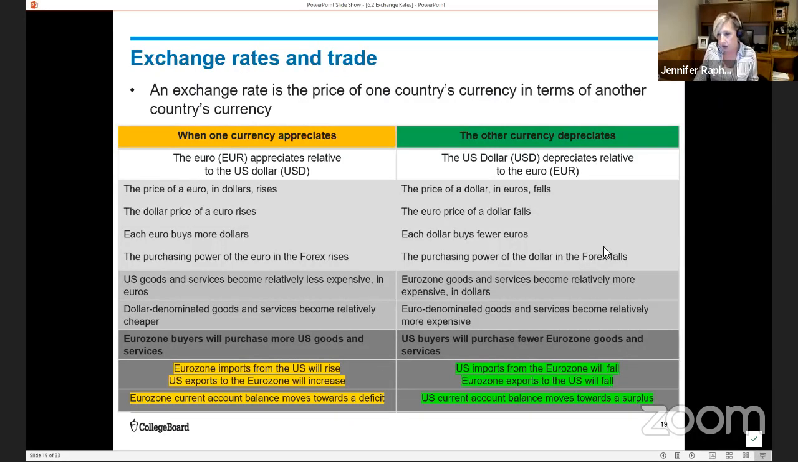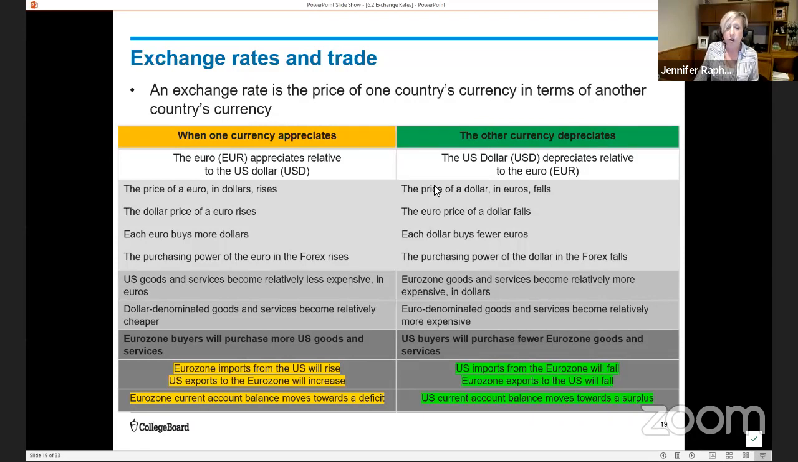All right, so now read what happens on the other side. When the dollar depreciates relative to the euro, Eurozone goods and services become relatively more expensive in dollars. Euro-denominated goods and services become relatively more expensive to US consumers. So US buyers will purchase fewer Eurozone goods and services. US imports from the Eurozone will fall. Eurozone exports to the US will fall. And the US current account balance is going to move towards a surplus.